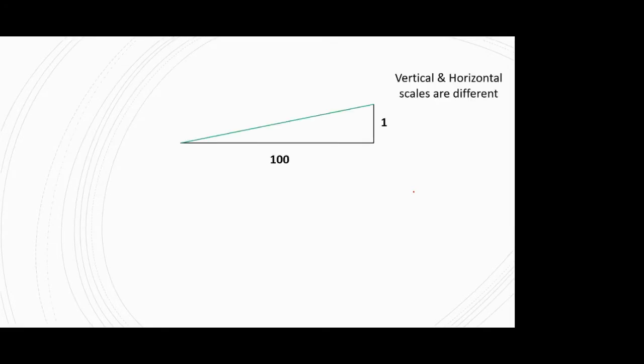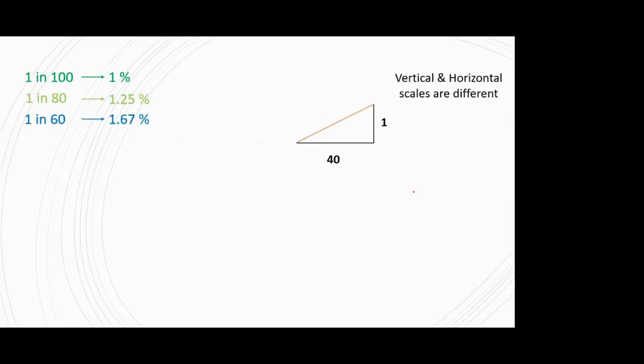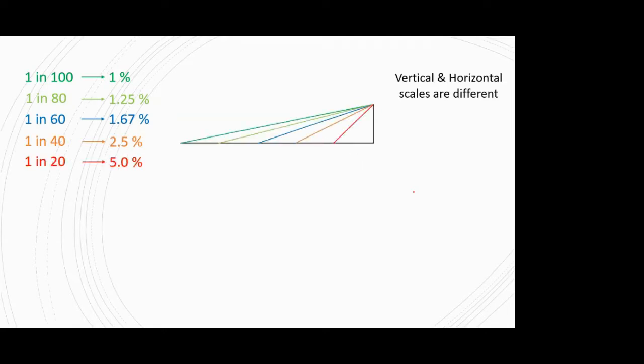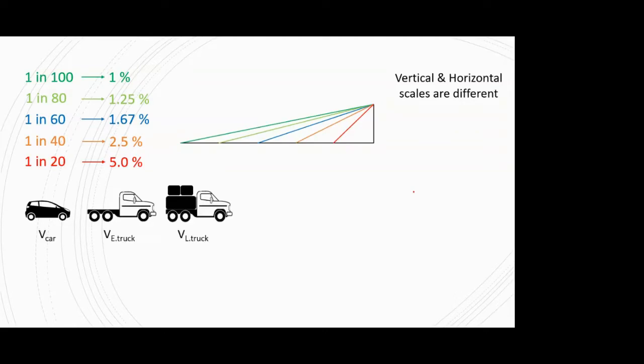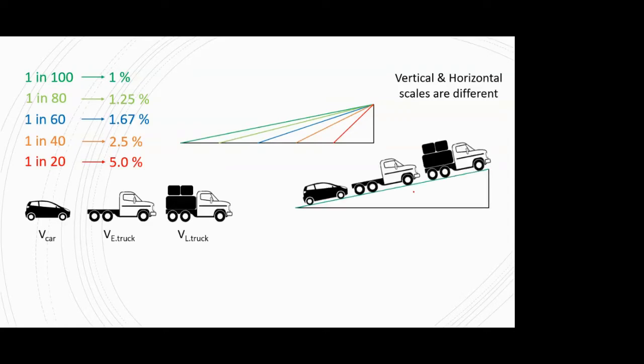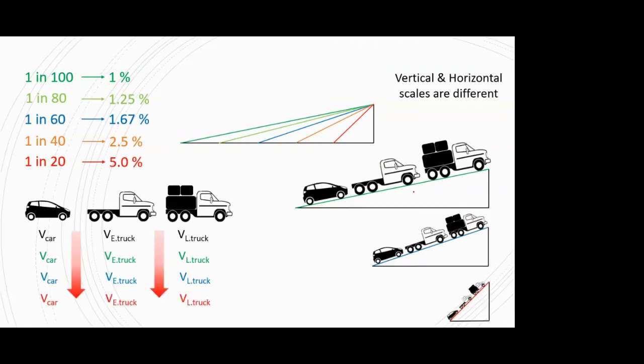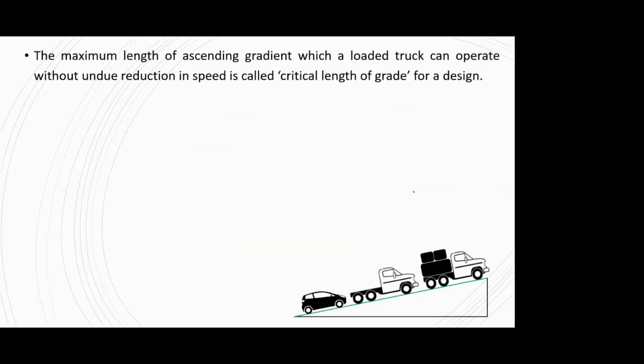And to understand that, we had seen how different gradients look. We had seen mainly 1 in 100, 1 in 80, 1 in 60, 1 in 40, and 1 in 20 gradient. So 5 different gradients in 5 different colors. And then we considered 3 vehicles, that is a car, an empty truck, and a loaded truck. Their speeds go on varying as they move on the steeper gradients. So due to this, it's not quite possible to come up with the exact value that this should be the ruling gradient for this type of terrain.